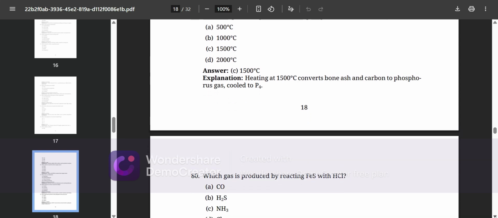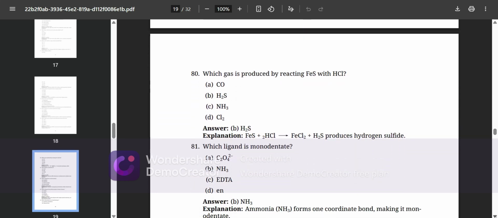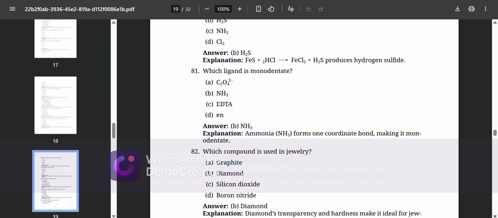Gas cooled to P4. Which gas is produced by reacting FeS with HCl? H2S. FeS plus 2HCl gives FeCl2 plus H2S, producing hydrogen sulfide.